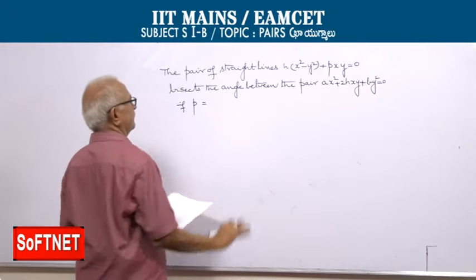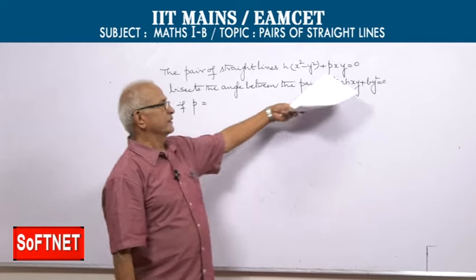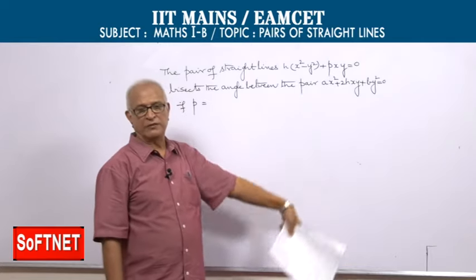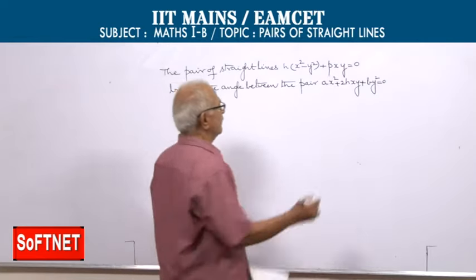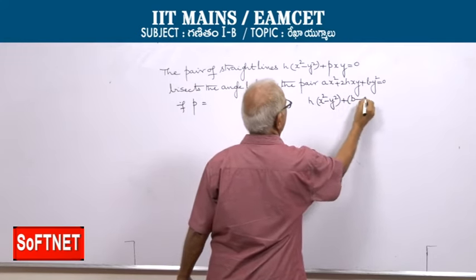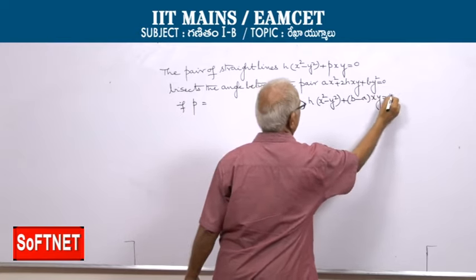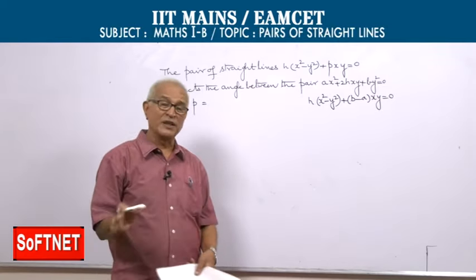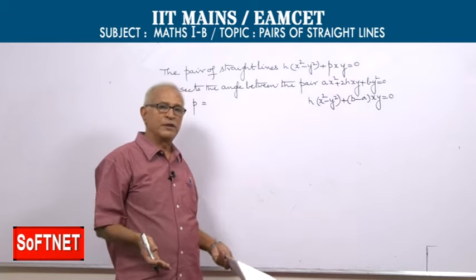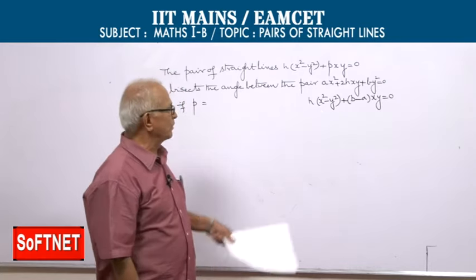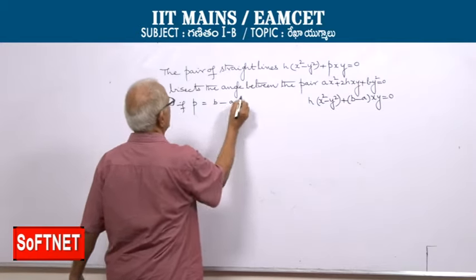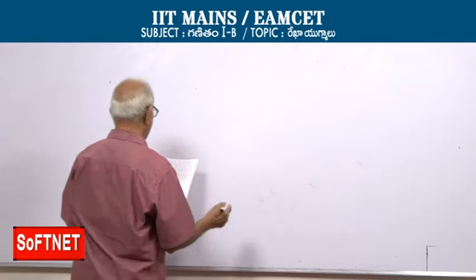Four options are given. What is the value of p for which this equation represents the pair of lines bisecting the angles between the given pair ax square plus 2hxy plus by square equal to 0? The formula for the equation of the pair of bisectors is h into x square minus y square equal to a minus b into xy. Transfer a minus b into xy to the left hand side, and you can write it as h into x square minus y square plus b minus a into xy equal to 0. This is the same as the given equation for p equal to b minus a. Simple, a straight question.